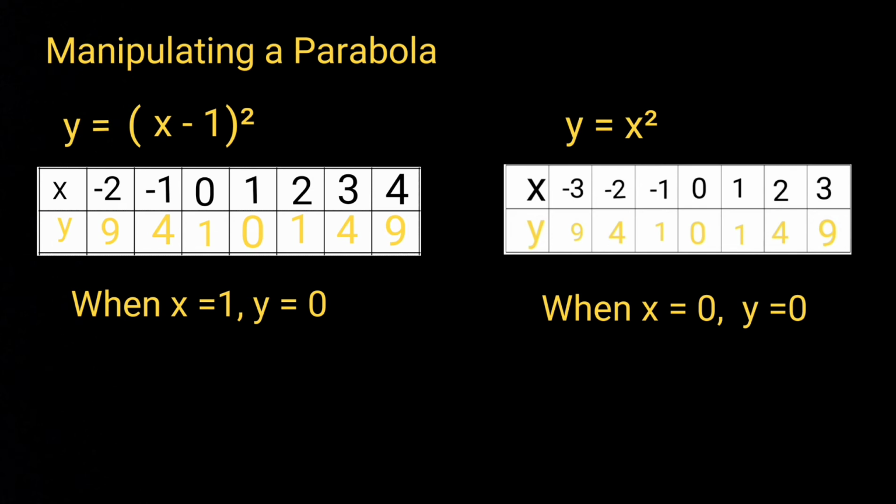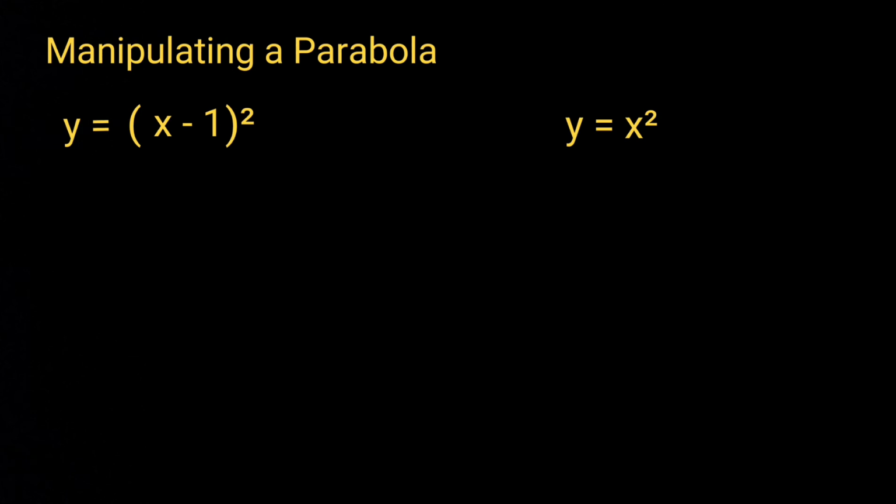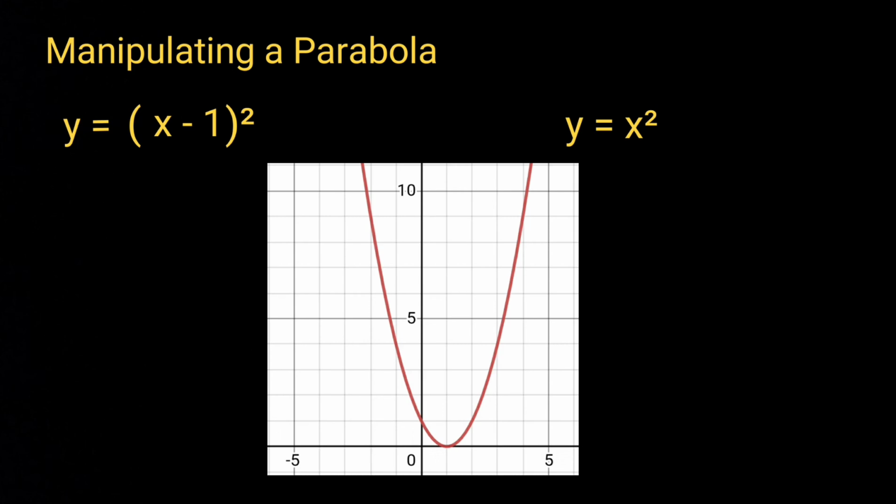This is why we chose to start the table with minus 2. If we started with minus 3, we would get a y value of 16, because it's minus 3 minus 1, the whole squared, and we would have a hard time visualizing it because the graph would scale so much higher. And if we plot all the points for the y equals x minus 1 the whole squared function, we'll get a parabola with its vertex at 1.